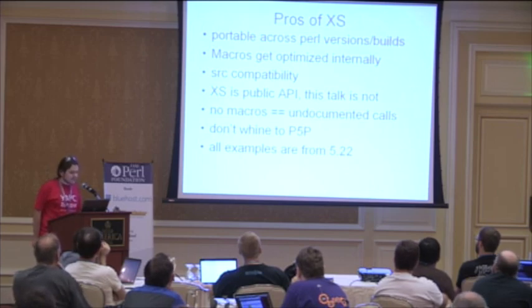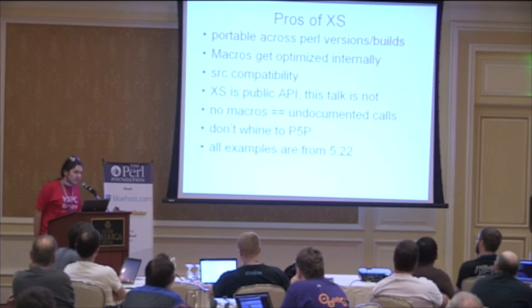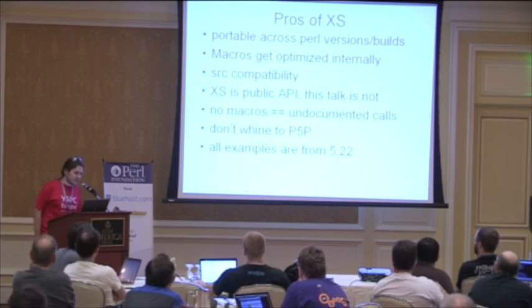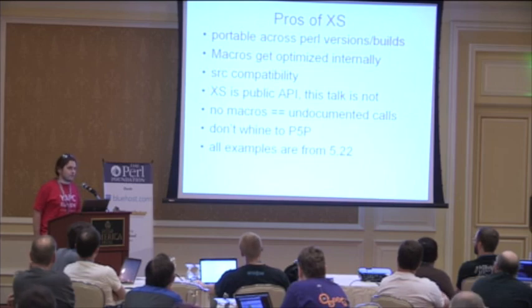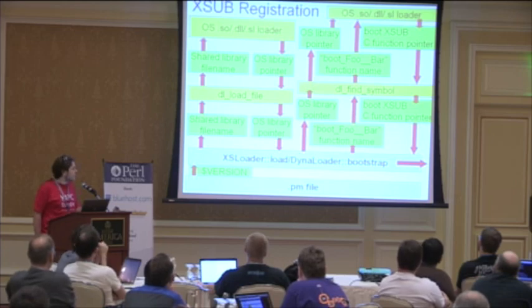The pros of using XS is you have actual source code compatibility, and you're not using undocumented calls for everything. Also, the macros can be upgraded internally without breaking your code. And pretty much everything I tell you today is undocumented APIs, so don't cry to P5P if your code breaks because you use a pile of undocumented APIs. And also, all the code samples only run on 5.22 because, again, there is no compatibility if you skip the official public API.